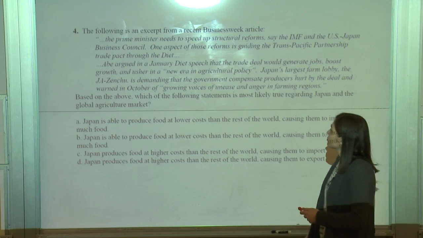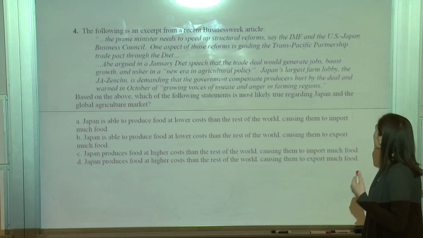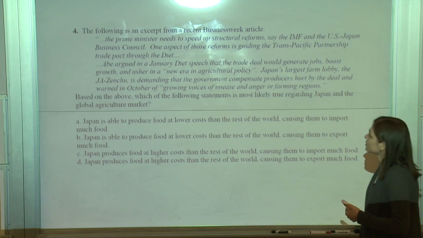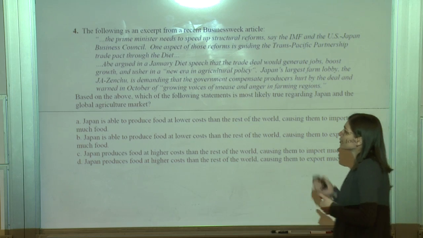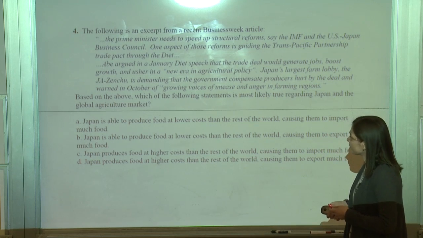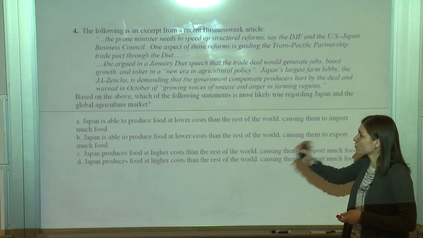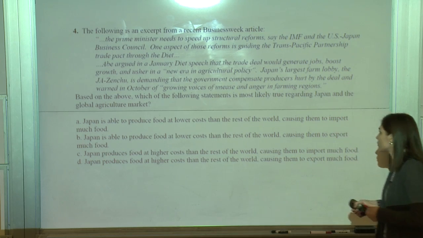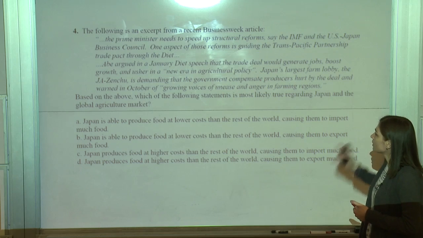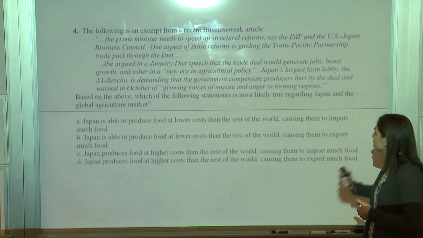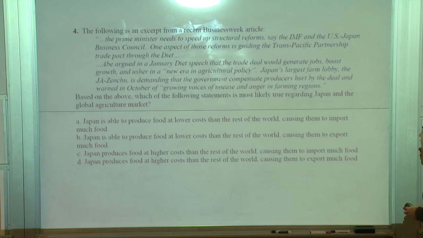All right, so the following is an excerpt from a recent Business Week article. The Prime Minister needs to speed up structural reforms, say the IMF and the US-Japan Business Council. One aspect of those reforms is guiding the Trans-Pacific Partnership Trade Pact through the Diet. The argument is that the trade deal would generate jobs, boost growth, and assure a new era in our agricultural policy. But Japan's largest farm lobby is demanding that the government compensate producers hurt by the deal, and warned in October that there are growing voices of unease and anger in farming regions.